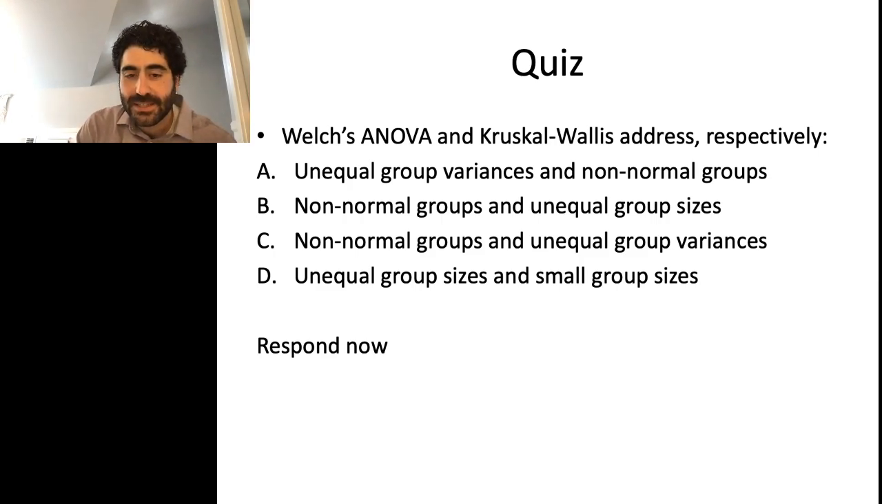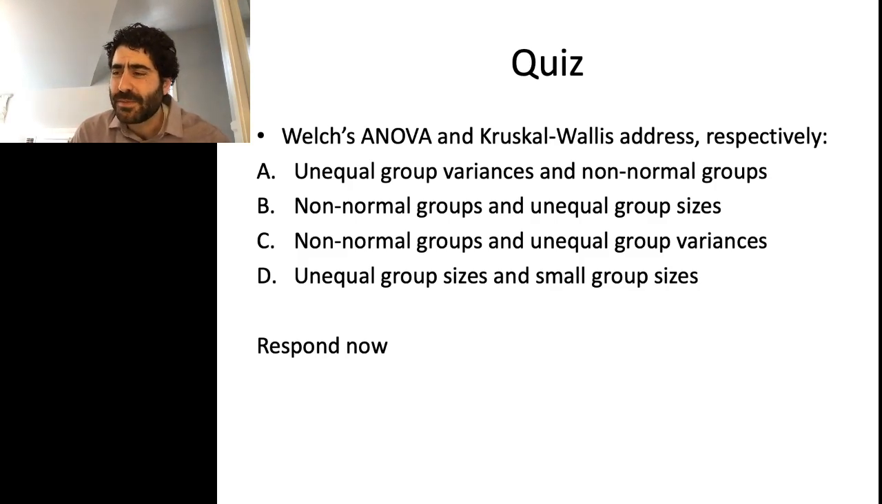Yeah, that's right. The answer is A here, right? So Welch's ANOVA is the one that deals with unequal group variances, meaning that inside each of the groups, they might have different variances. Kruskal-Wallis is the one that can deal with non-normal groups by just taking this rank transformation, so we don't have to deal with a potentially very skewed, for example, or bimodal distribution.